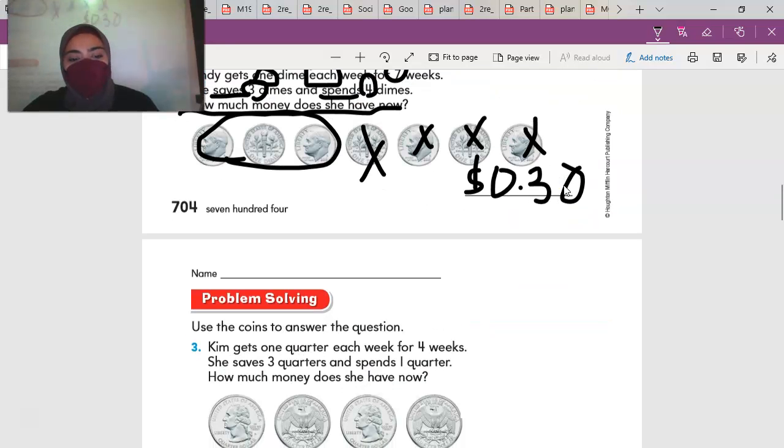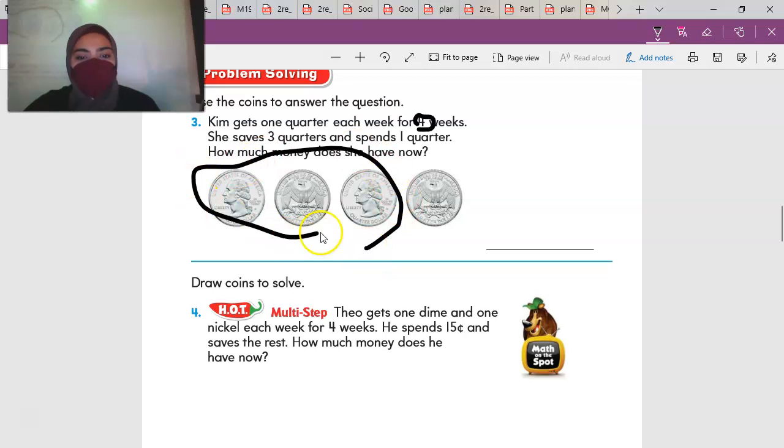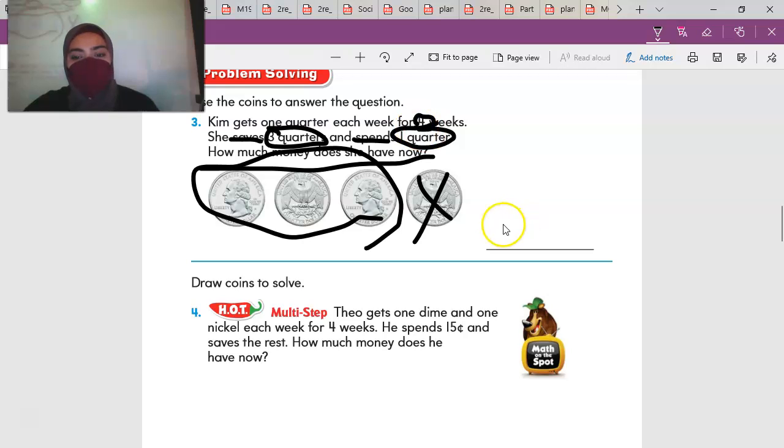Use the coins to answer the question. Kim gets 1 quarter each week for 4 weeks. She gets 1 quarter each week for 4 weeks. She saves 3 quarters and spends 1 quarter. How much money does she have now? Underline save, circle 3 quarters. Underline spend, circle 1 quarter. How much money does she have now? 75 cents. 0, decimal, 75.